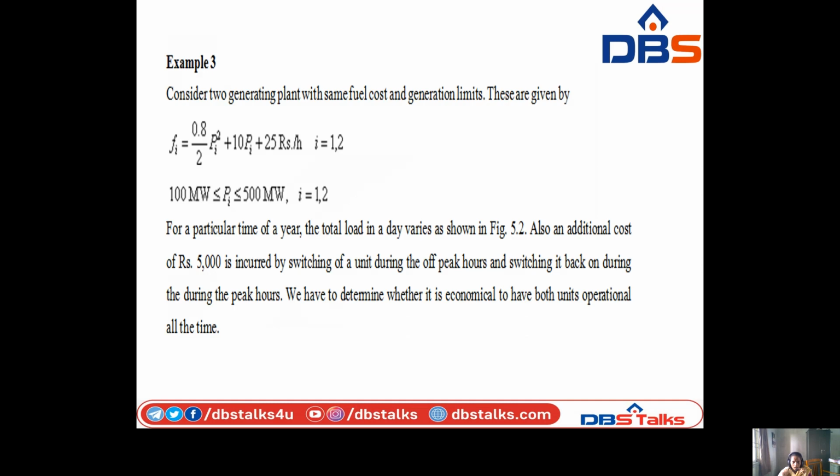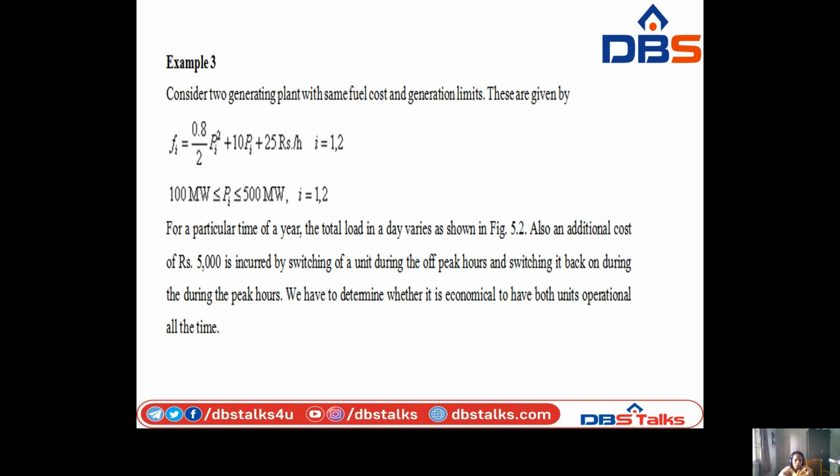And we can take another example, example 3. Here we consider generating plants with the same fuel cost for the generating units. Here F1 equals 0.8 by 2 P1 square plus 10 Pi plus 25 rupees per hour, where i equals 1 and 2. Then Pi will be within the limits of 100 megawatts to 500 megawatts.